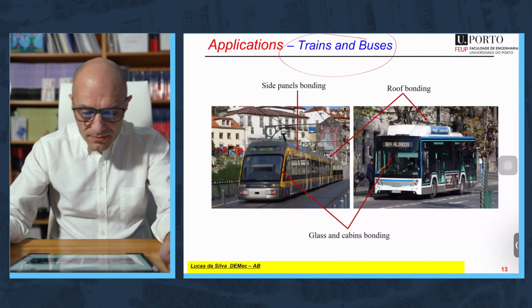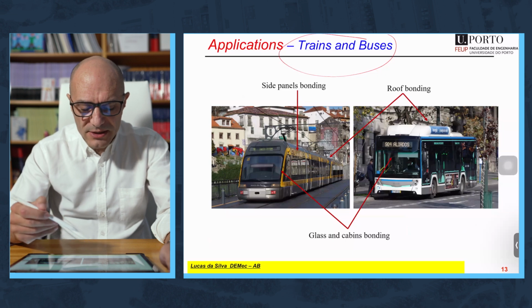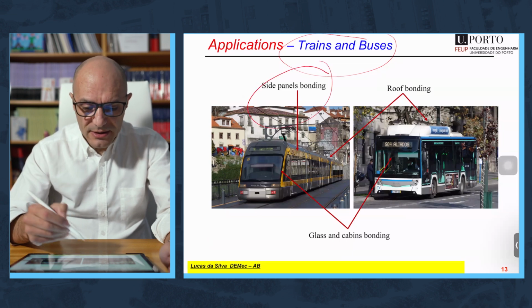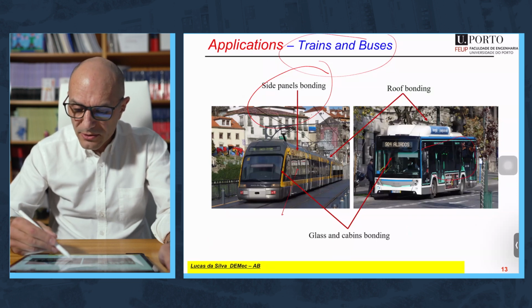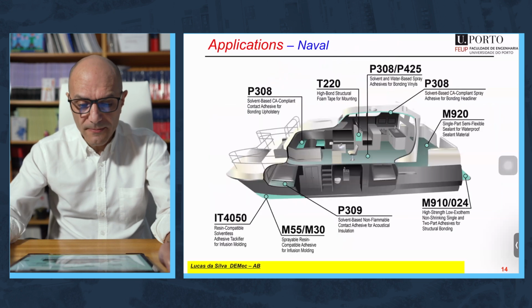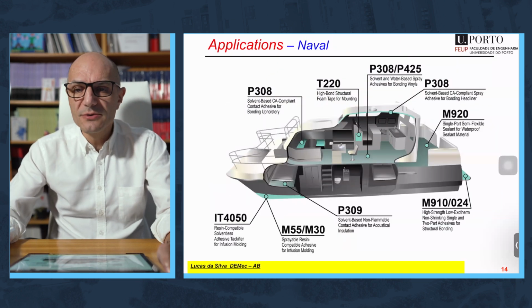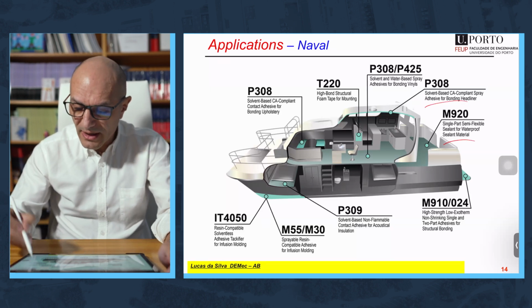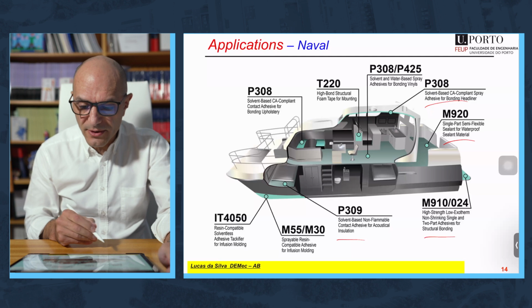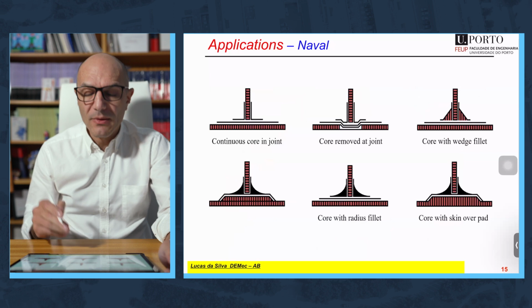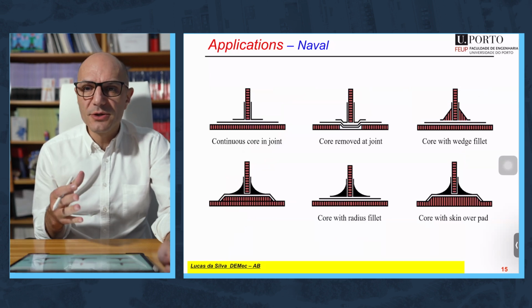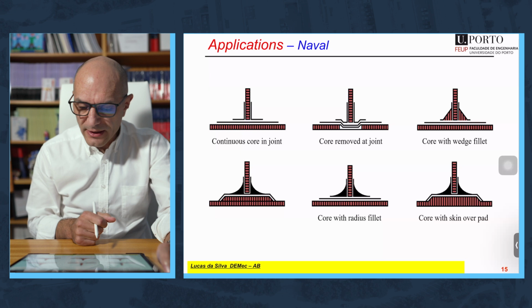Trains and buses also use a lot of adhesives. In the case of trains, the side panels are adhesively bonded, and the windows are adhesively bonded. In the case of buses, all the windows are adhesively bonded with a one-part polyurethane. In the naval industry, especially recreational boats that use a lot of composite, you have adhesive everywhere, and different types of adhesives for structural application, for insulation, for sealants. It's basically everywhere. You also have a lot of sandwich structures in planes, and you have here an example of joints that you can follow to have a good strength.